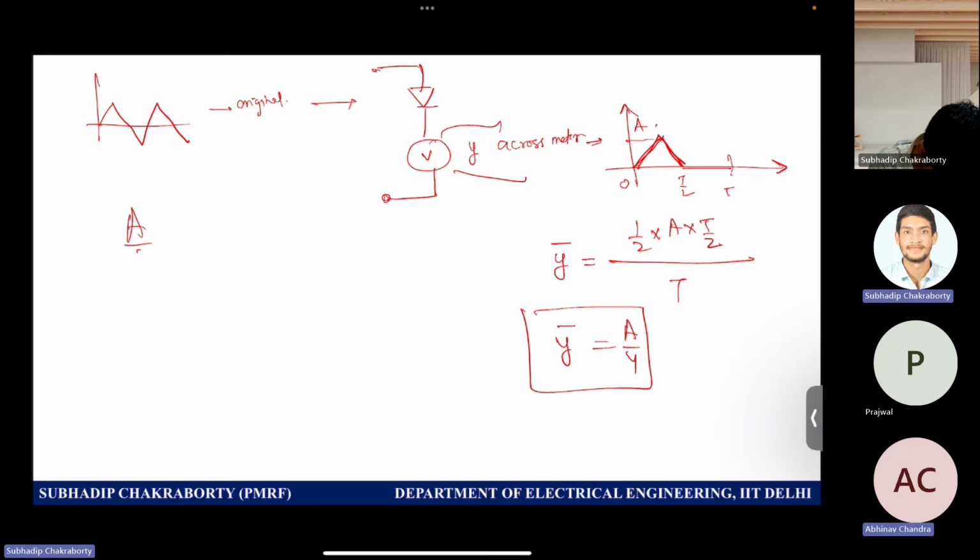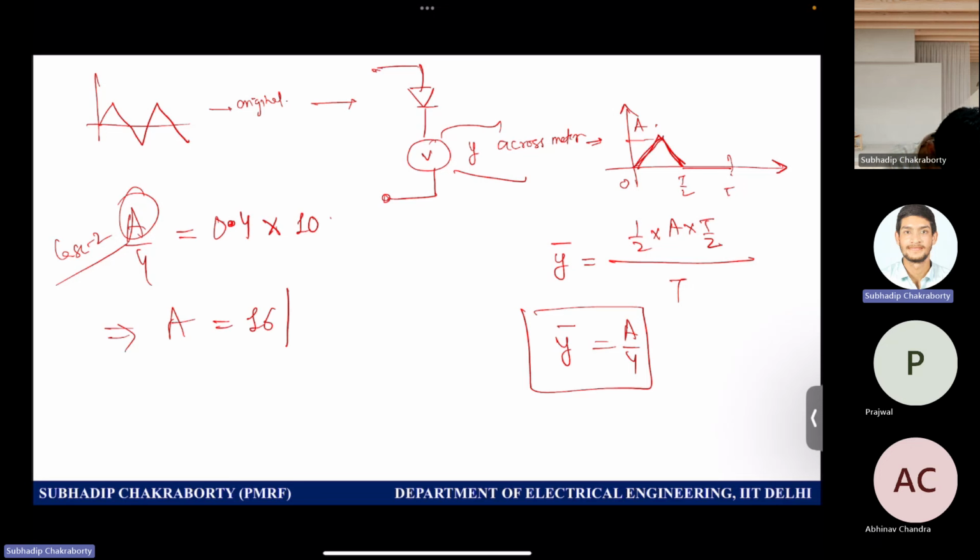Now for this A by 4 in case 2, which is the triangular half wave rectified version, we have 40% deflection. 40% means 0.4 of the full scale deflection. If you want this, then what will be A? Sir, 16 volt. Yes.